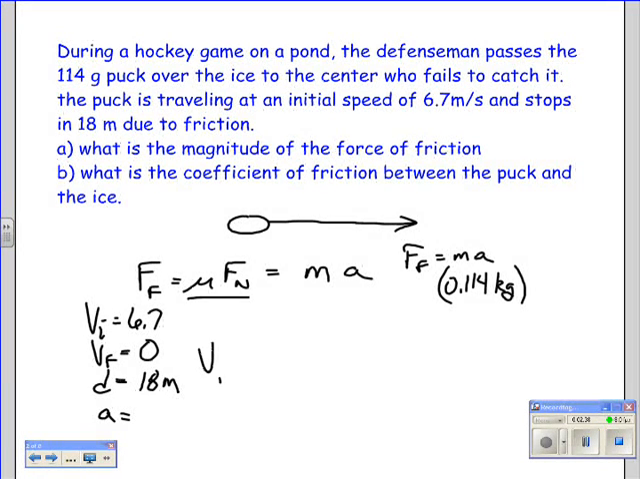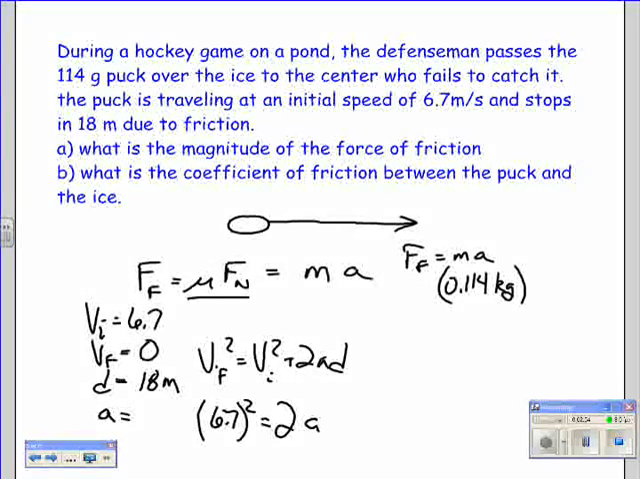Vf squared equals Vi squared plus 2ad. V final is 0. Vi would then be 6.7 squared equals 2a times 18. Now algebraically, I got rid of a negative sign there because I know that the acceleration is going to be negative because it's slowing down. So just to make it easier, I just ignored the negative sign when I brought the Vi squared over to the other side. So 6.7 squared divided by 2 divided by 18.